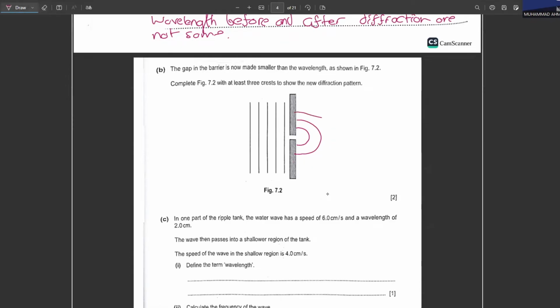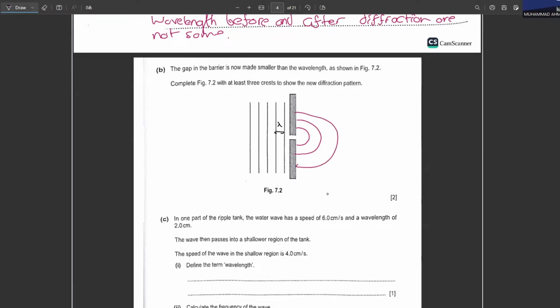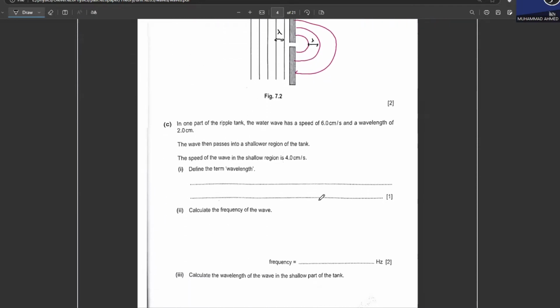You must make sure that the wavelength here, this lambda, must be equal to these lambdas. And also you can draw it with a compass as well. I have been pretty lazy and just drawn the circles like this.